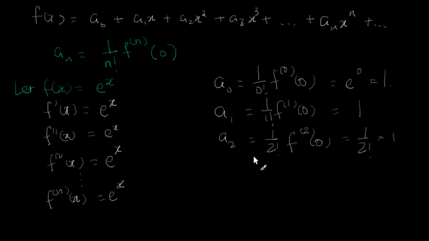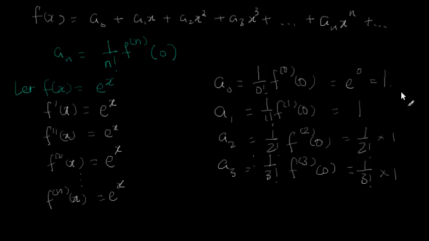So if I keep going, let me just do one more. a_3 would be, just put a 3 in there and there, 1 over 3 factorial times f^(3)(0): differentiate 3 times, put 0 into the x. And again, it's just e to the power of 0, which is 1. So 1 over 3 factorial times 1. So that's what we're going to get.